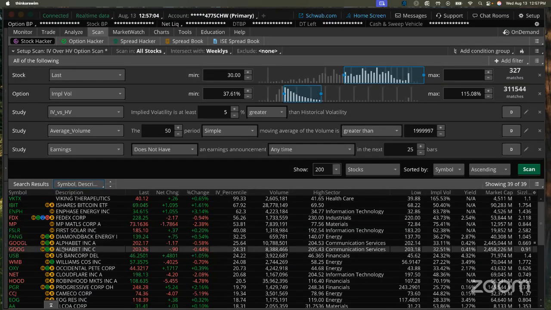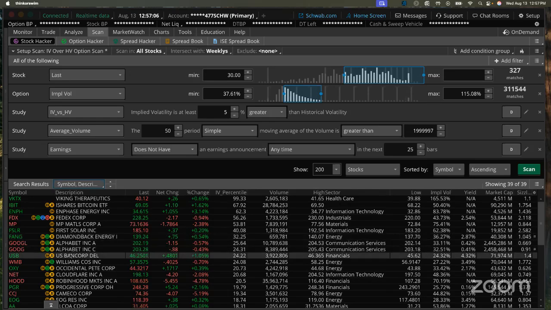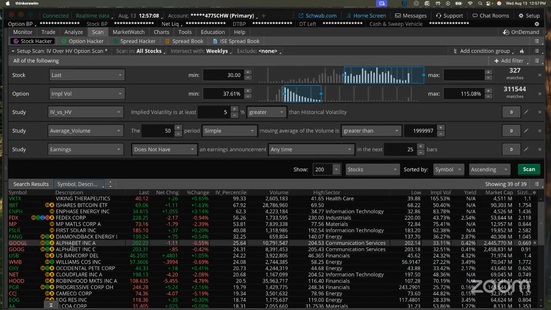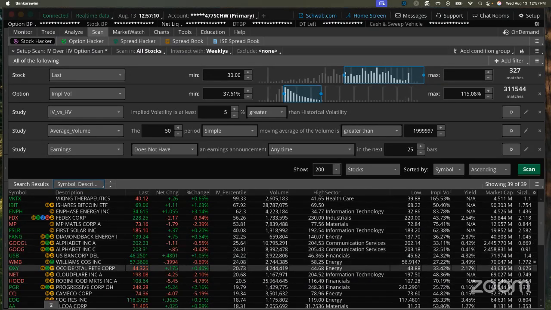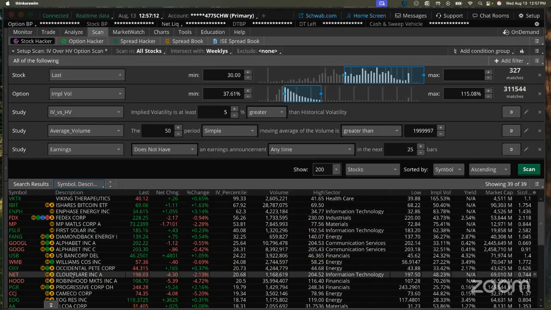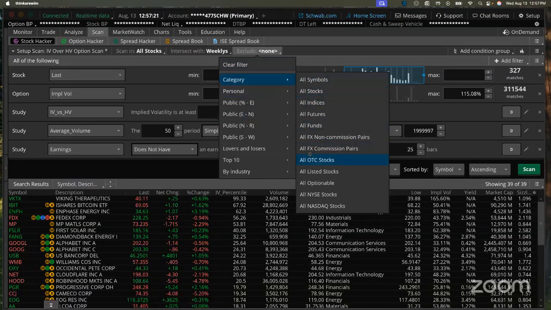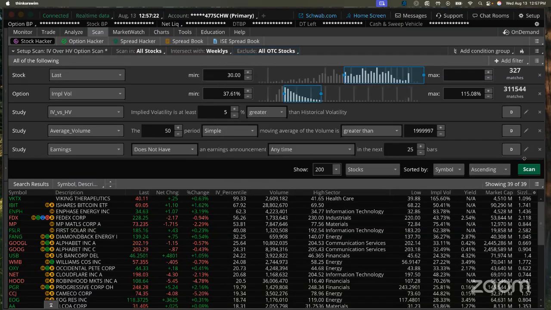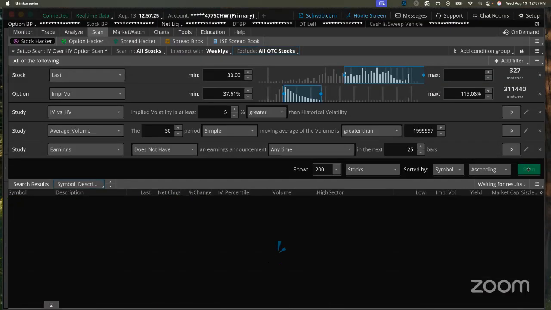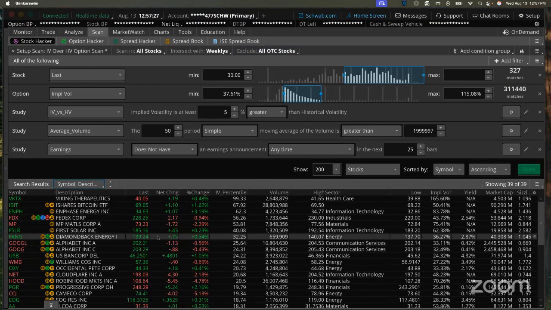Now Alphabet pops up here, both GOOGL and the other class. We've got Net, Cloudflare, and Robinhood. And then I can go even further if I want. I can exclude OTC stocks. I don't see any OTC right now. Yeah, so no OTC came up. That's another way of keeping out what you might call the riffraff.